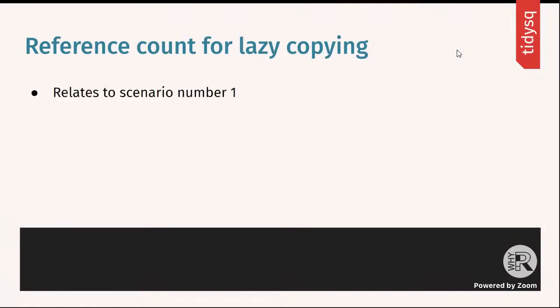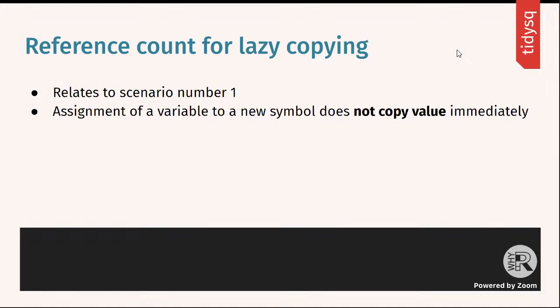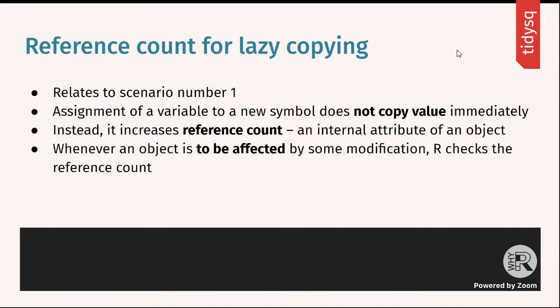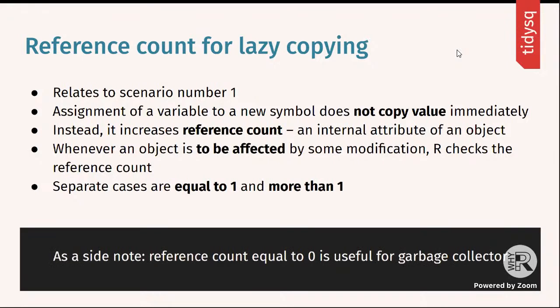Now, scenario number one. Actually, we don't copy the value upon the second and later assignment. Instead, objects internally have a field called reference count, an integer value initialized with a value of one, of course. This reference count is used to determine if copying is necessary. We can find two cases: where the reference count is equal to one and where it is more than one. Of course, it can be equal to zero, but that's for the garbage collector and not for us.